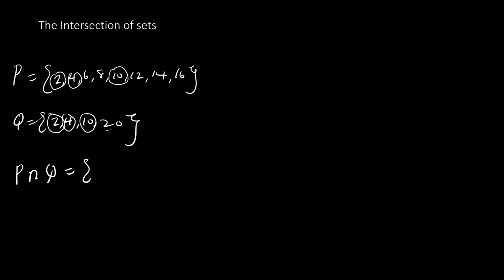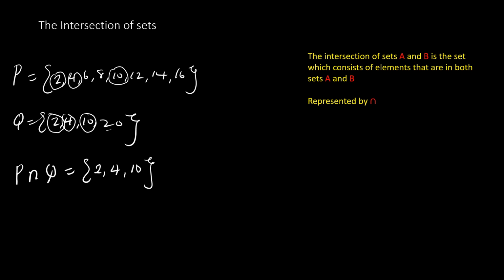So we have only 3 elements in the set, which consist of 2, 4, and 10. And these are the elements of P intersection Q. So that is simply how we define the intersection of two sets. Simply remember that this symbol is used to represent intersection.